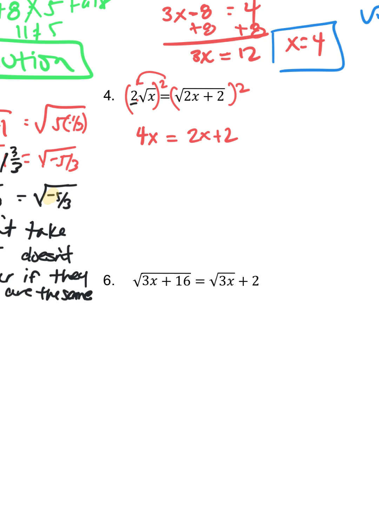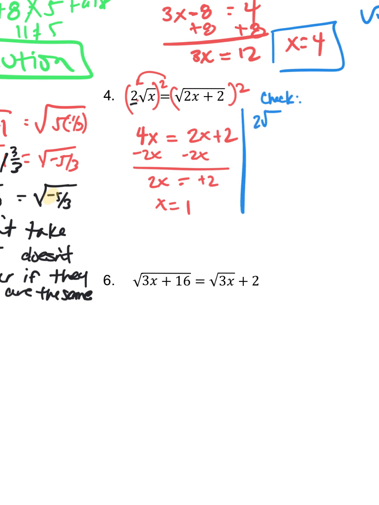And now, solve for x. Follow your exponent rules, and you're squaring on that left there. So you get x equals 1. So now let's check. What, 2 times the square root of 1, does that equal the square root of 2 times 1 plus 2? So this is just 2.